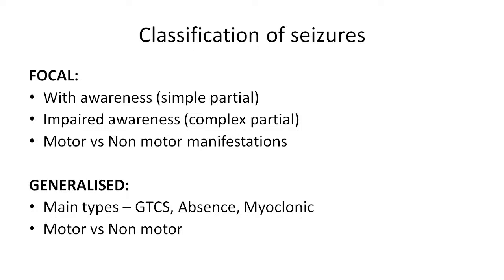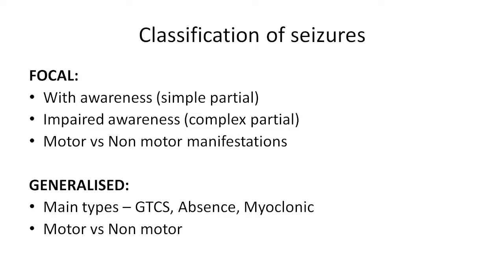These are the types of seizures that we just talked about. Focal could be with awareness. In that case, it is called simple partial. When it is without awareness, it is called complex partial. There could be motor or non-motor manifestations. Generalized seizures, the main types are generalized tonic-clonic seizures, absence seizures, and there is also a very high prevalence of what we call myoclonic seizures.